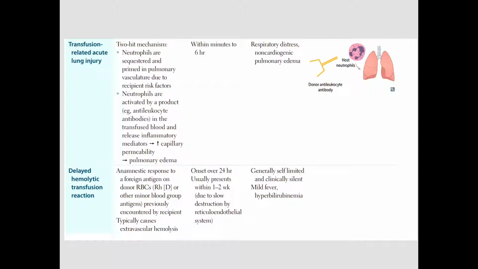Normally our neutrophils, in the blood or in the lungs, can be activated during the transfusion, and they can release some cytokines, and they can actually cause leakage of vasculature. This is also known as TRALI, transfusion related acute lung injury. Okay, this happens within 6 hours, beginning from minutes to 6 hours.